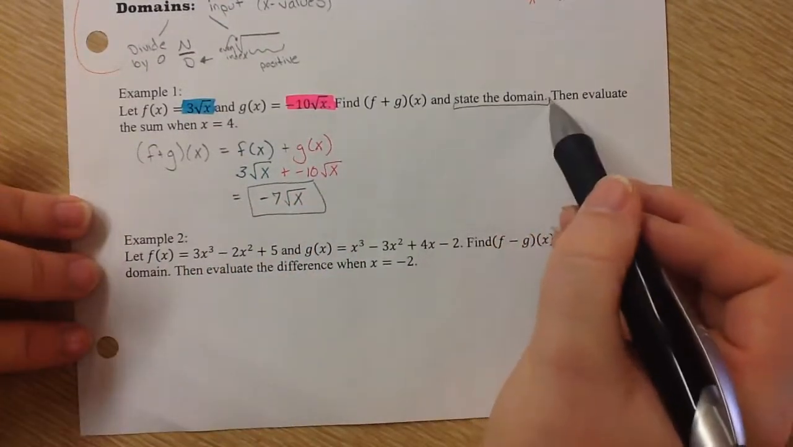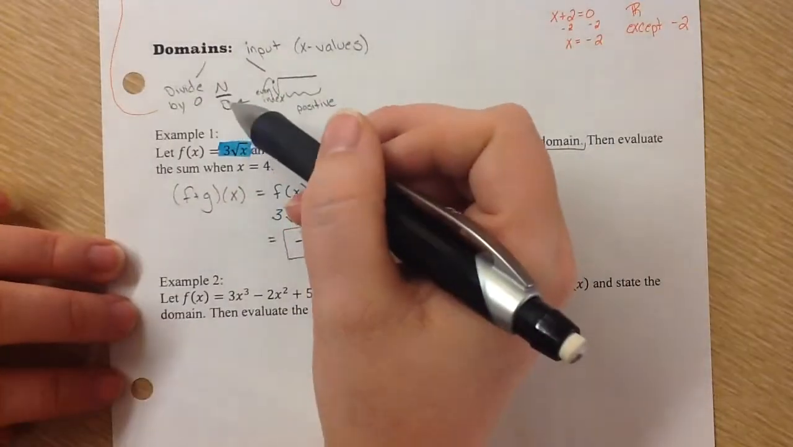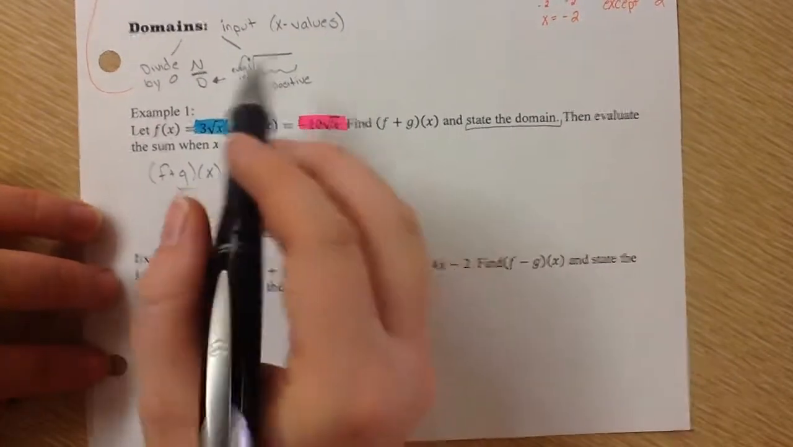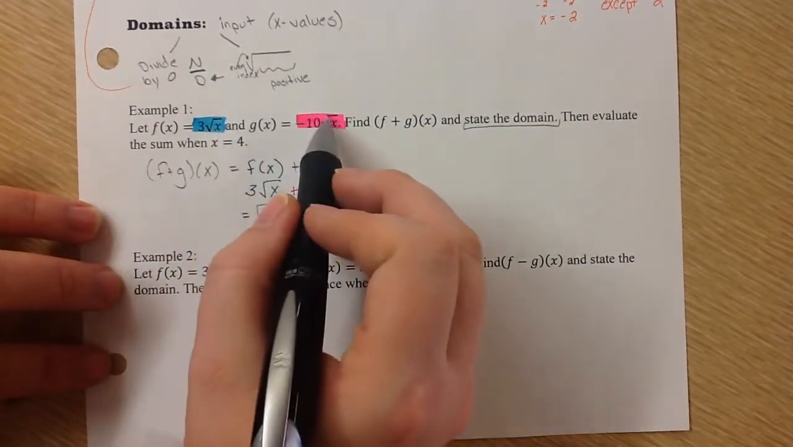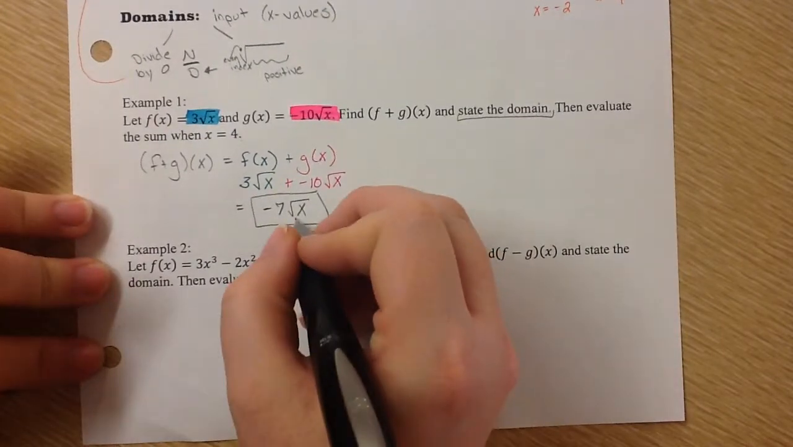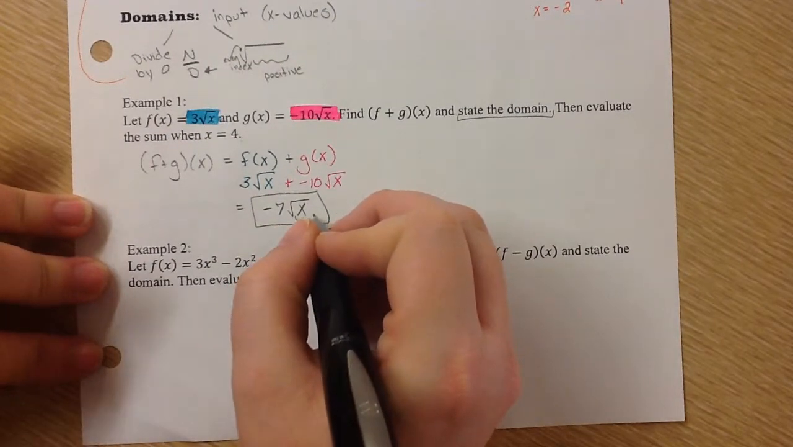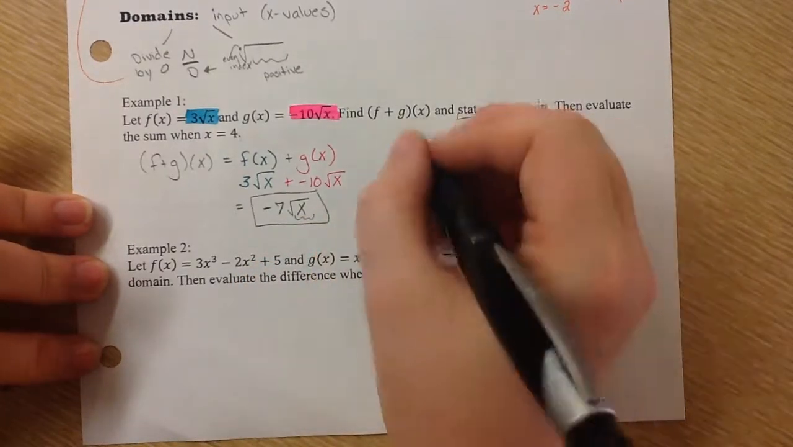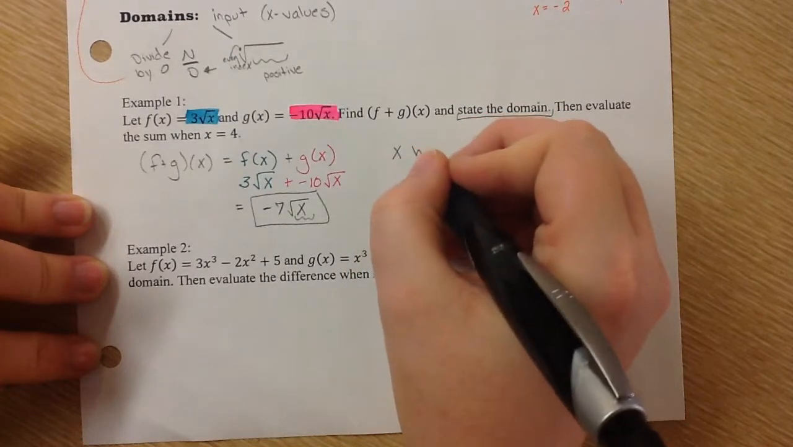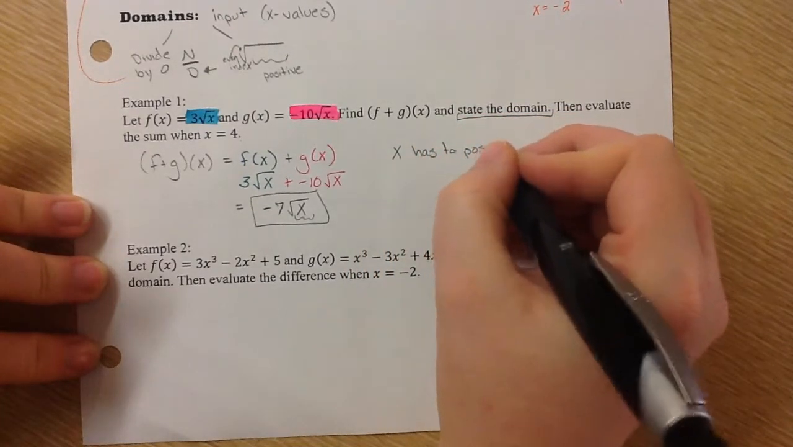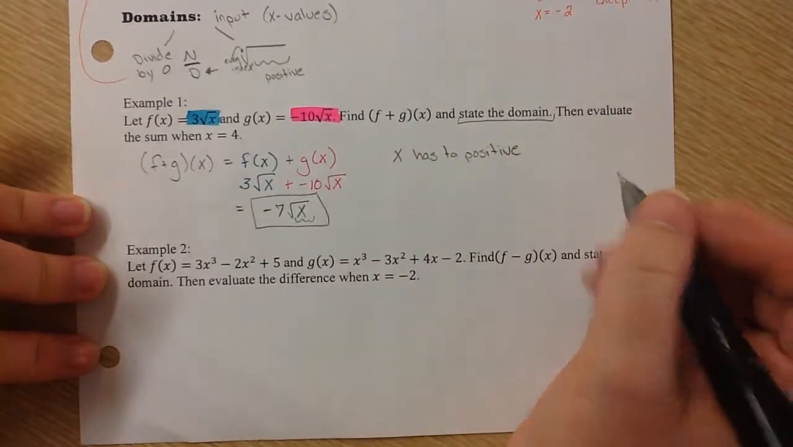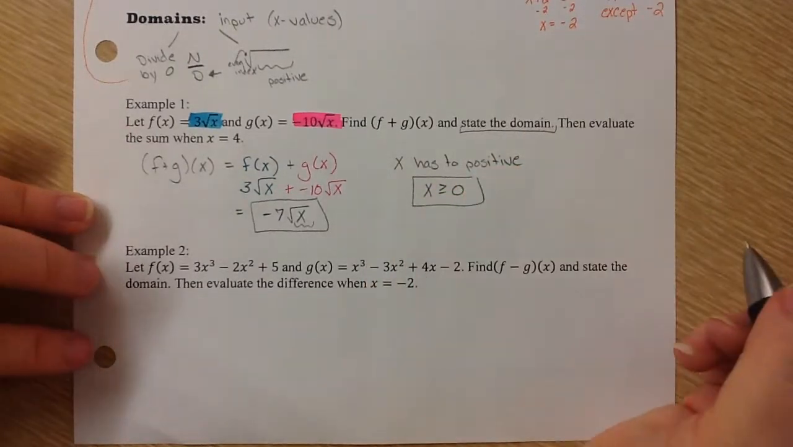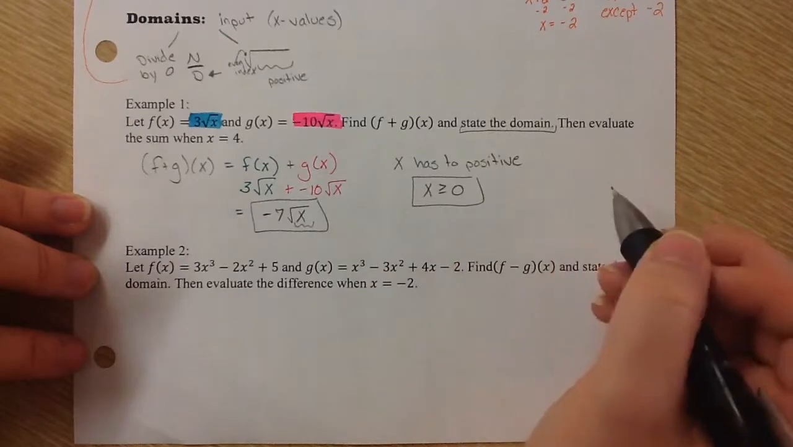State the domain. So the domain: am I dividing by something with an x, or do I have a radical? Well, I have a radical. Does it have an even index? Yes, it does. It's a square root. So that tells me that whatever's inside of this radicand has to be positive. So my x has to be positive. I could write it in words this way, or we could shortcut it and write it this way: x has to be greater than or equal to 0. This is the shortest way of writing the domain. You could write it in words if this confuses you.